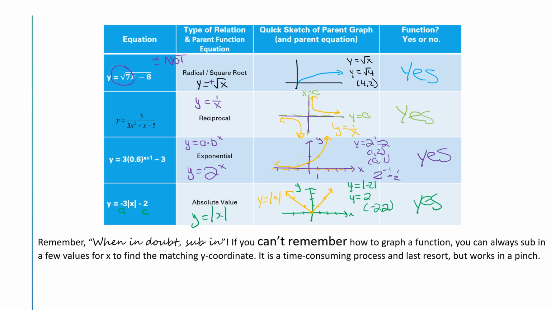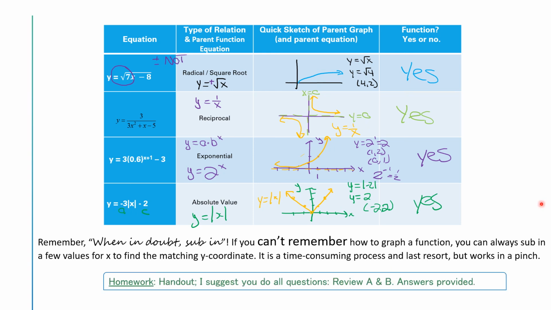Remember, when in doubt, sub in. If you can't remember how to graph a function, and I did that here a few times, right? I just subbed in points. So if I couldn't remember how to graph the exponential, well, I subbed in a few points to get them. So you can always sub in. It can be time consuming if you don't remember how to draw the parent ones quickly, but it does work. Sometimes you just need to remember a few of them. Oh yeah, I sub in a 4, 8, 2, I remember now. And you can graph it quickly. If you can remember kind of the shape of it, you might just need one or two coordinates to get you started.